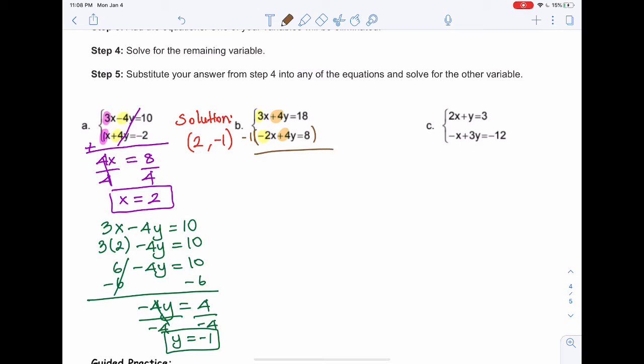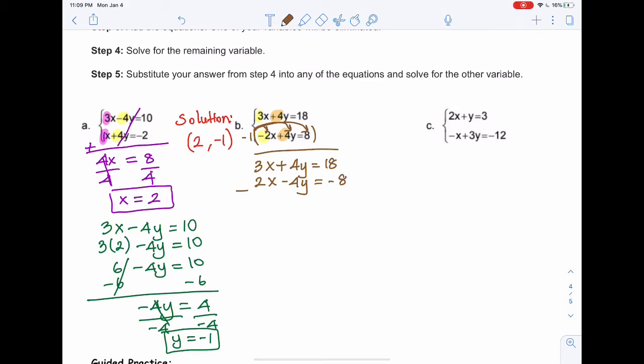So I will rewrite the first equation as it is: 3x plus 4y is equal to 18. And negative 1 times negative 2x, negative 1 times 4y, negative 1 times 8. So you have to multiply everything by negative 1. Negative 1 times negative 2x will give us positive 2x. Negative 1 times 4y will give us negative 4y. And negative 1 times 8 will give us negative 8.